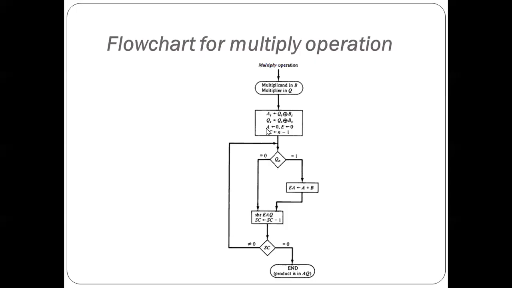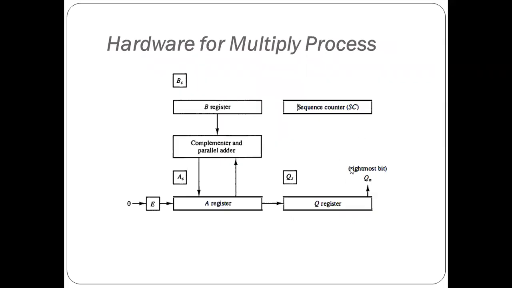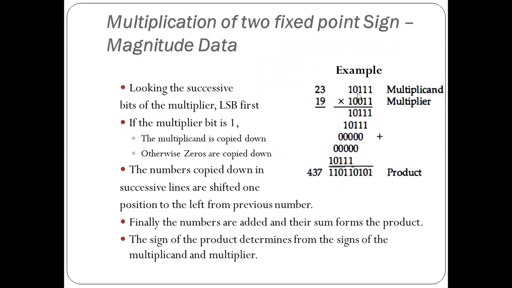Okay, and A is 0, E is also 0, and the sequence counter is n minus 1. Why here n minus 1? Here we are assuming our number is of n bit width, out of which 1 bit is taken by the sign bit, and the remaining bits are what make the n minus 1 bit length. So SC is nothing but n minus 1. In the previous case, these are n minus 1 number of bits, which is nothing but 5. Okay, right?